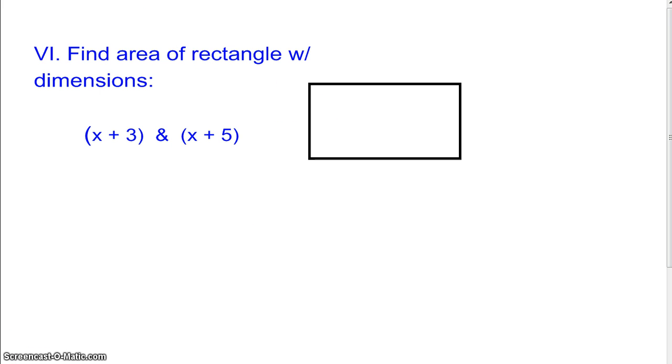Okay, that's important. Okay, so when you have a rectangle with binomial dimensions, you're going to end up foiling. That's the point in this one. So here is your assignment for today.